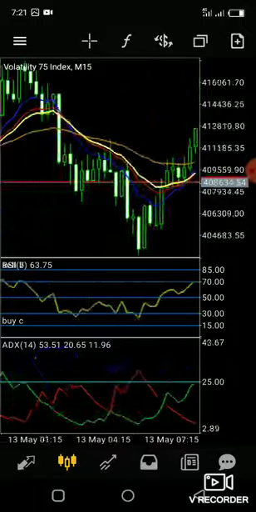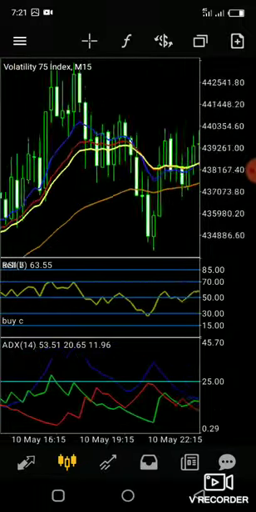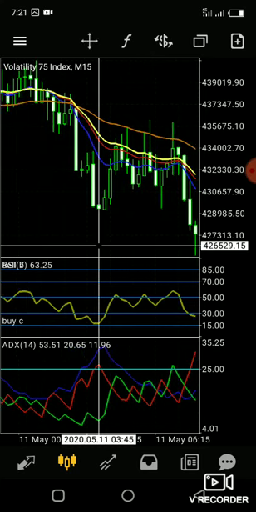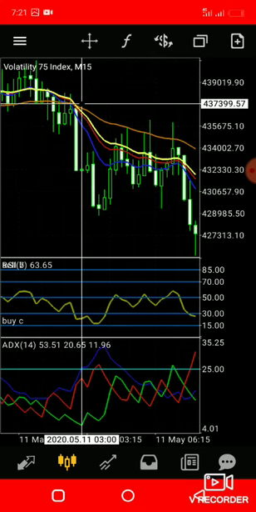Now let's go back to past history. What has happened? It works on lower time frames too. Look at it here again. A sell signal here. A sell signal.